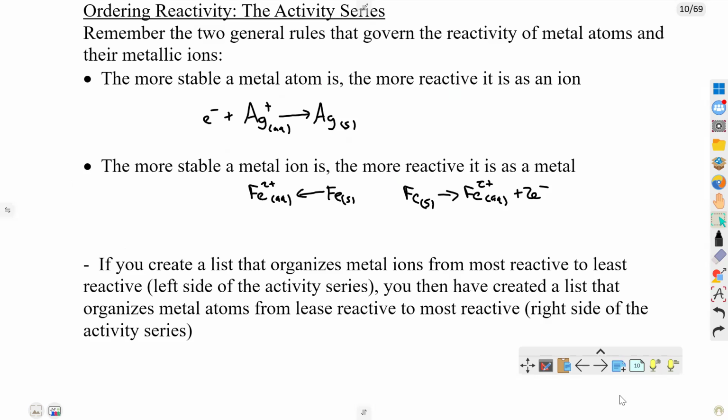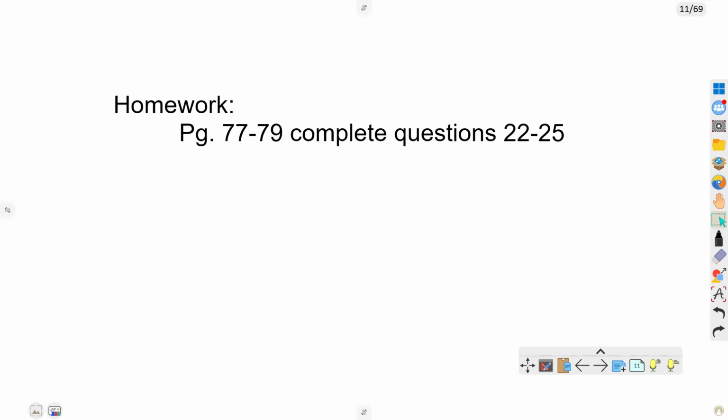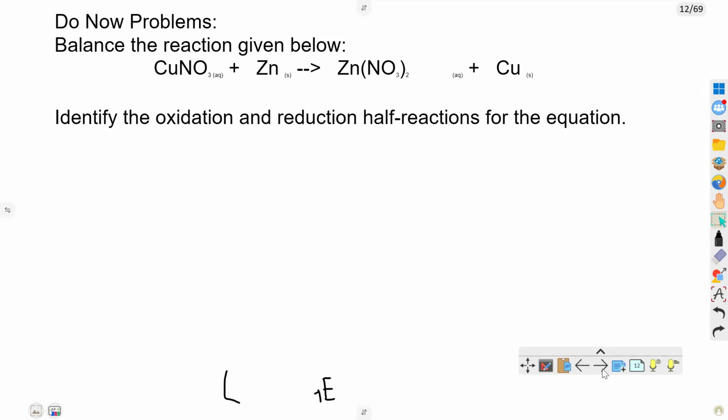So if we created a list of metal ions from most reactive to least reactive, we also have a list of metal atoms from least reactive to most reactive, and we've actually done this. To follow up with this, you can take a look at pages 77 to 79 and questions 22 to 25. We'll do a little bit of that.